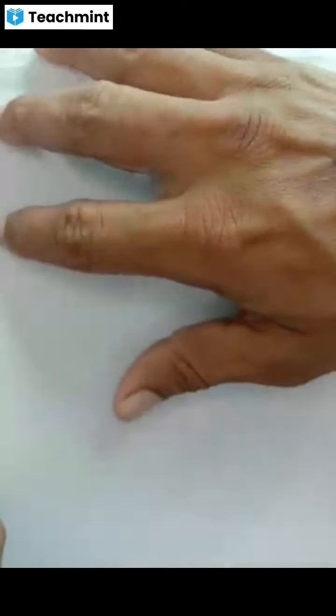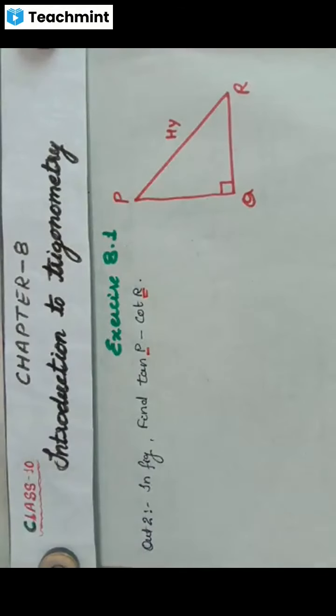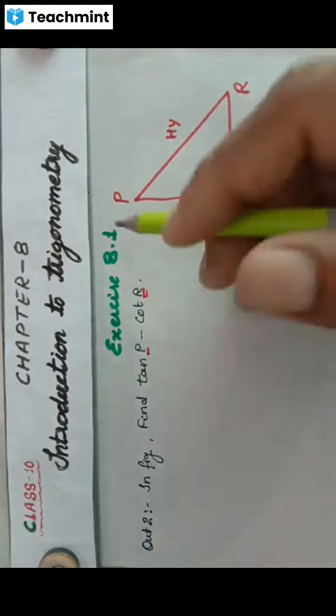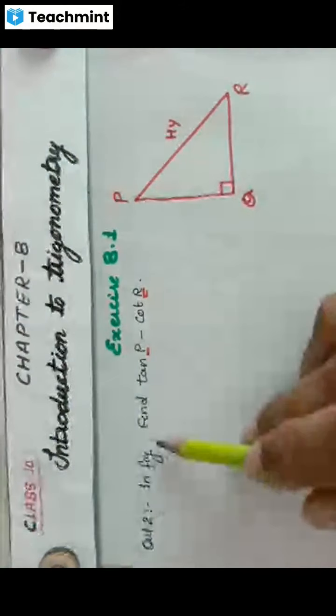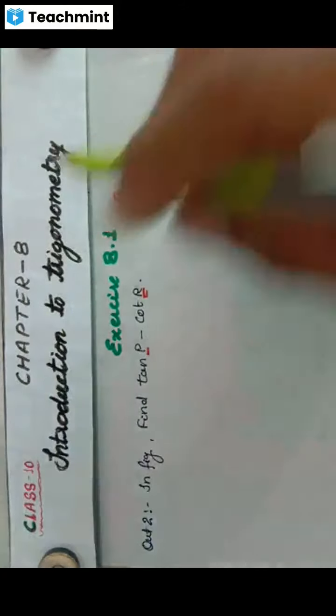Now we will go for the second question. Wait a moment. Now I am going to take you to the second question. You see, we have question number second of this exercise number 8.1. The figure is already in the book. Find tan P and cot R. So I have drawn the figure.